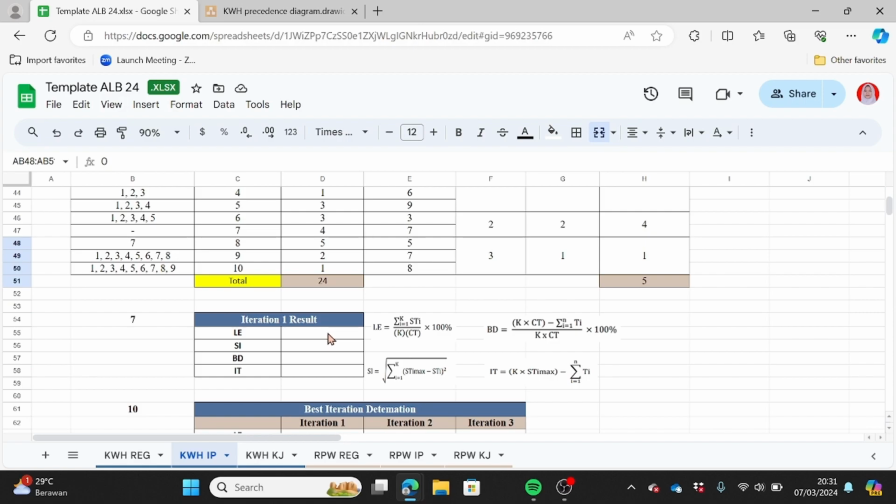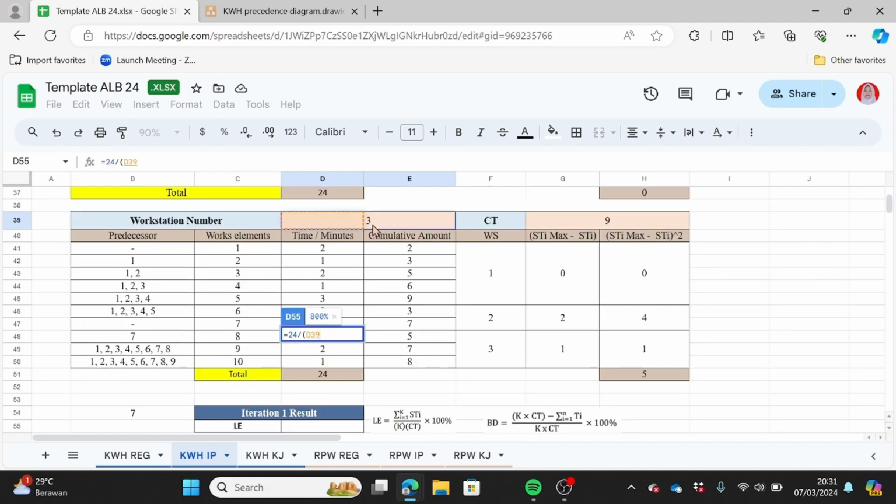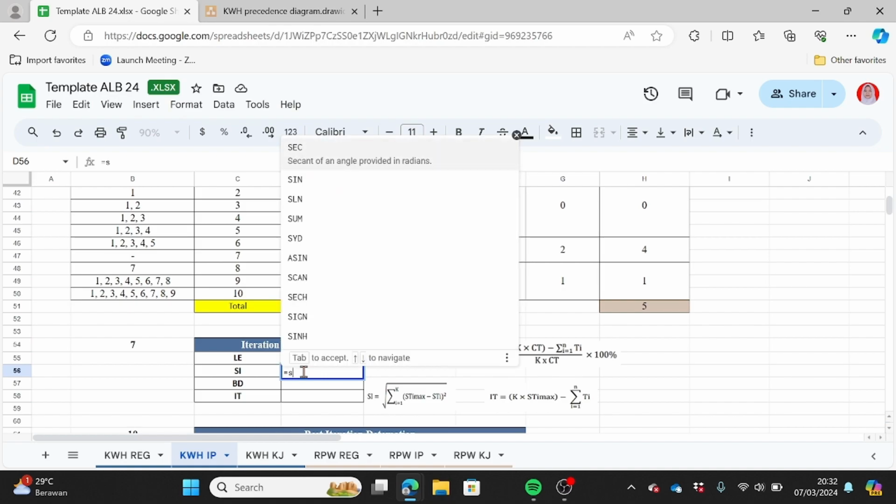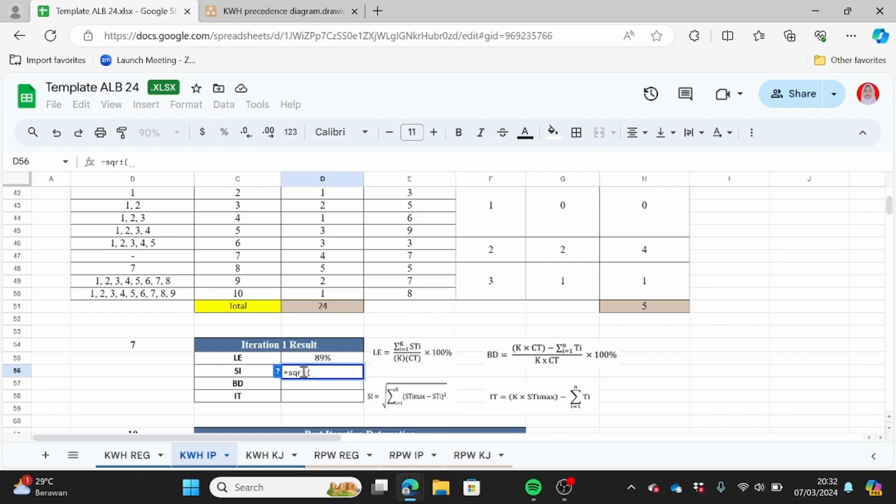The formula is line efficiency: total time per class multiplied by cycle time times 100%. Okay, then obtained line efficiency first iteration is 89%. And then smoothing index is the square root of the reduction result. The result is 2.24.